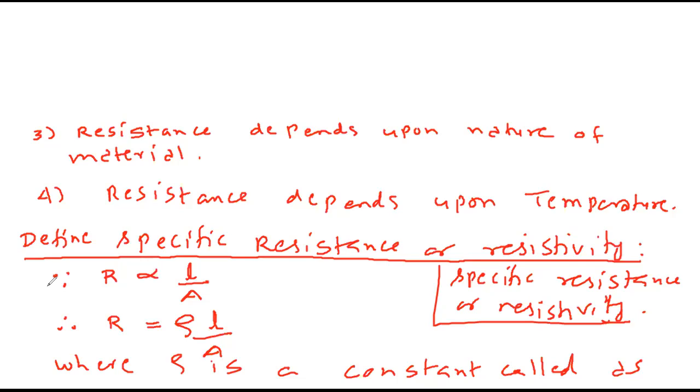Done, sir. So we wrote that R is proportional to L upon area, rho L by A. Rho is a constant called specific resistance or resistivity. It is continued, don't make a new line. Wait one minute. If length is 1 meter and A is 1 meter square, then can I say R is the same as rho? Because length 1, area 1, 1 upon 1 is 1.